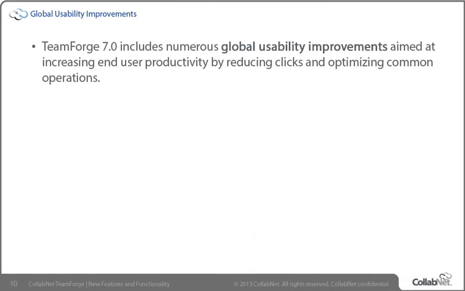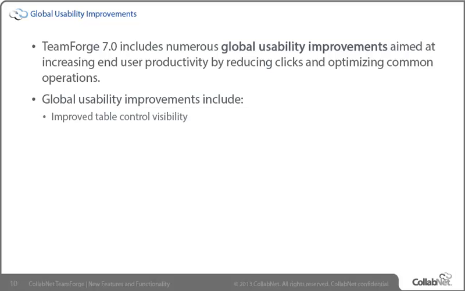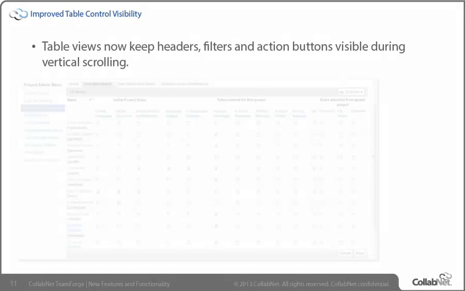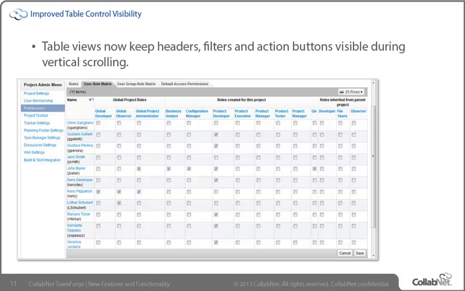Along with changes to the look and feel, the TeamForge 7.0 release brings many usability improvements focused on reducing clicks and optimizing common operations. There have been improvements to table control visibility, table filter controls, and to the search interaction menu. And the capability to edit tracker artifacts inline has been added. Table visibility has been enhanced with anchored headers and footers.